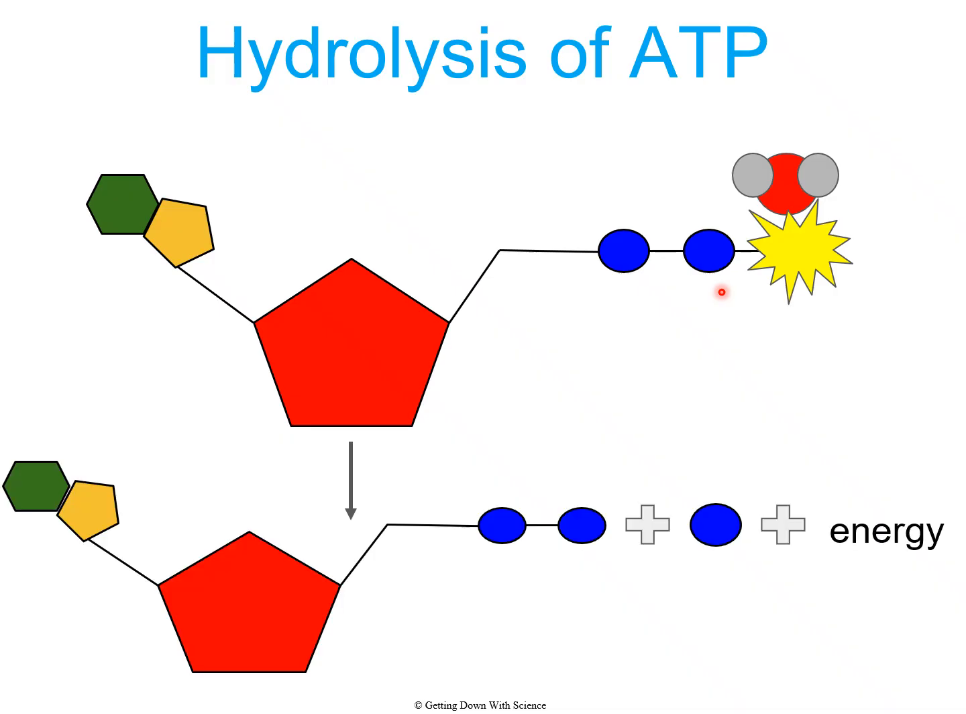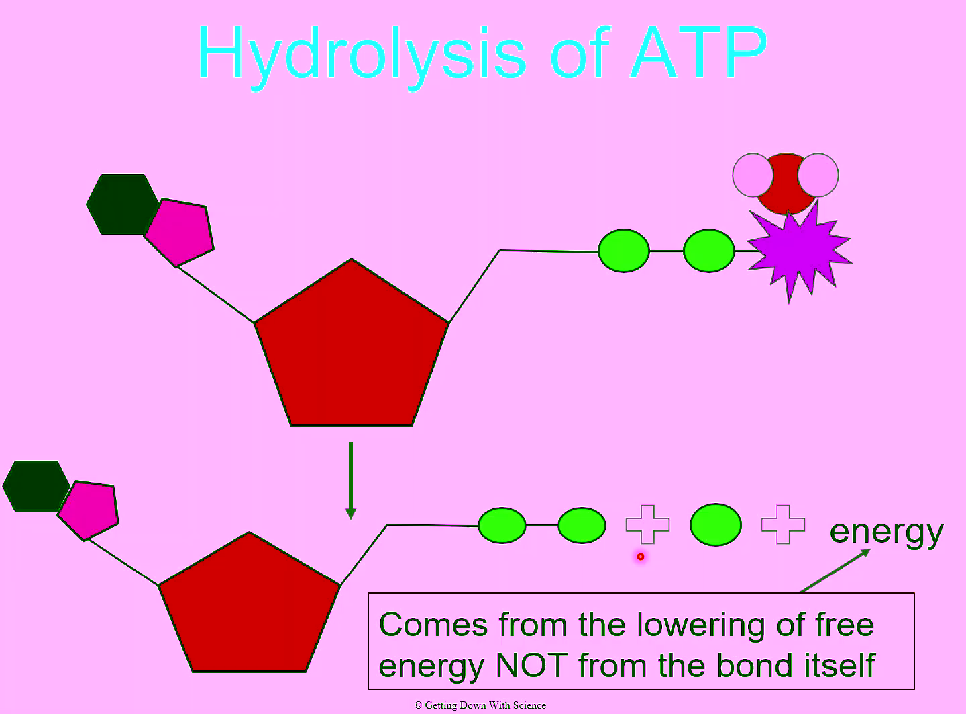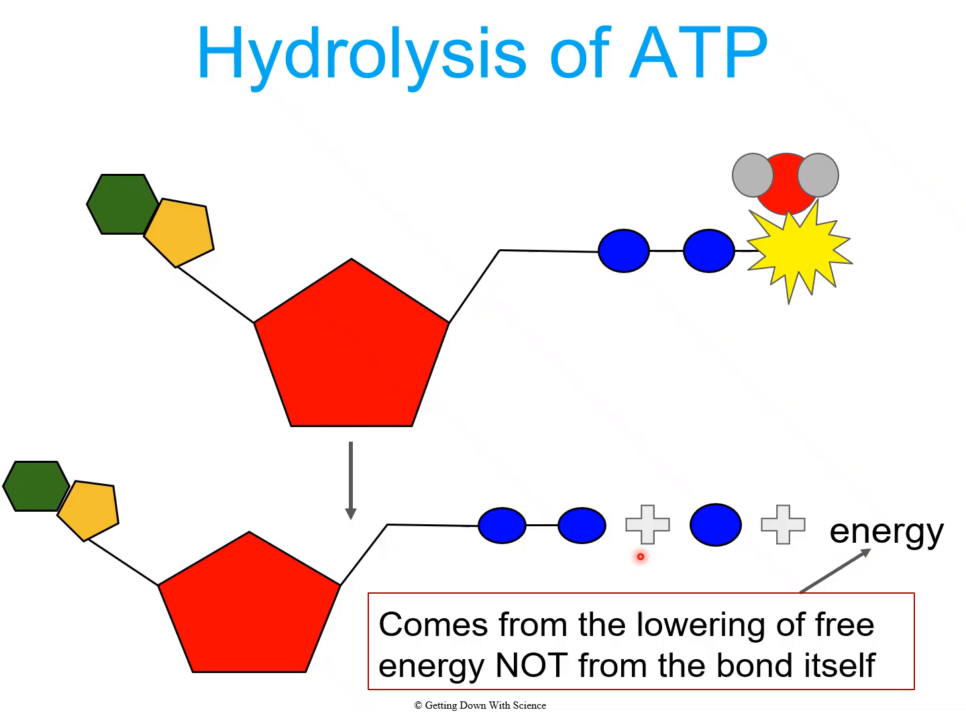Now, if hydrolysis occurs, so here's what happens. The rest of the molecule stays intact. However, we have this third phosphate that is now released, and that energy is also a product of that reaction because energy is also released. So energy comes from the lowering of the free energy, not from the bond itself. And that's something that's very important.